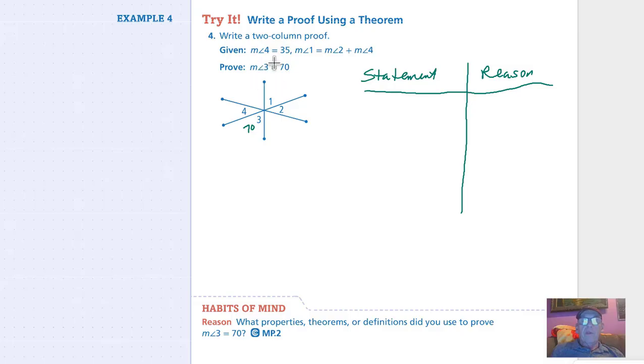And what are we given? We're given that angle 4 is equal to 35. And we're given that angle 1 is equal to angle 2 plus angle 4. So these two together add up to be angle 1. So this is not an angle bisector. And so let's see what we have here. How can we do this? Let me get this out of the way.